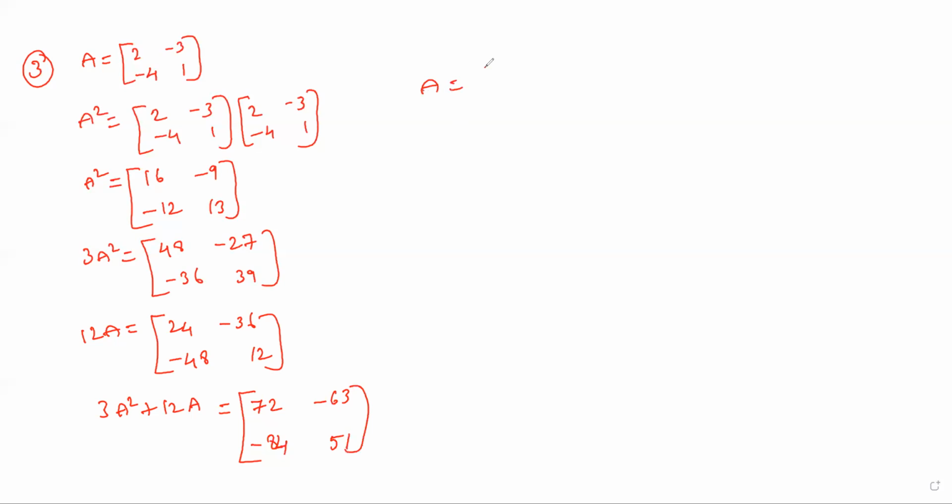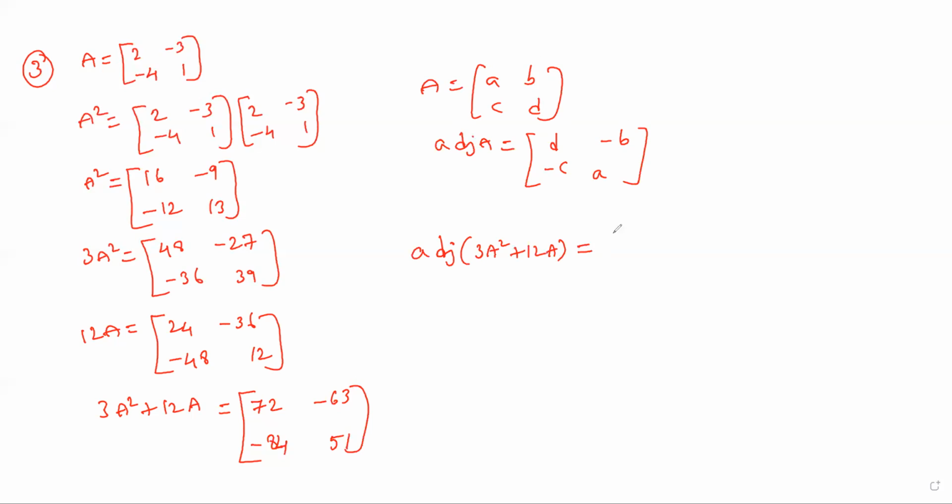Generally, a matrix is like A, B, C, D, and its adjoint. For 2 by 2 we have a shortcut form: interchange the diagonals and just change the sign of the non-diagonals. Similarly, which matrix do we need to find the adjoint of here? 3A square plus 12A. While doing this, interchanging diagonals means 51, 72, and change the sign for the non-diagonals, that is minus is there, make plus. 51, 63, 84, 72, that is option A is the correct one.